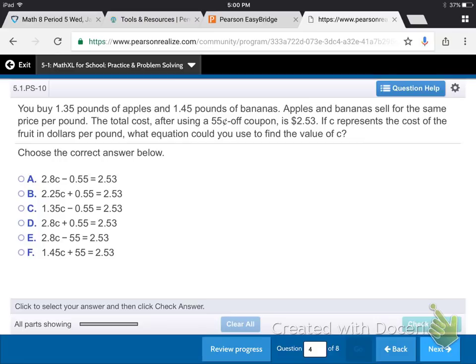Question 4 says you buy 1.35 pounds of apples and 1.45 pounds of bananas. Apples and bananas sell for the same price per pound. Same price per pound. The total cost after using a 55 cents off coupon is $2.53. Now there's that word again, is. What does that mean in math? That means equal. And it is $2.53. So whatever we write down, it has to be equal to $2.53.